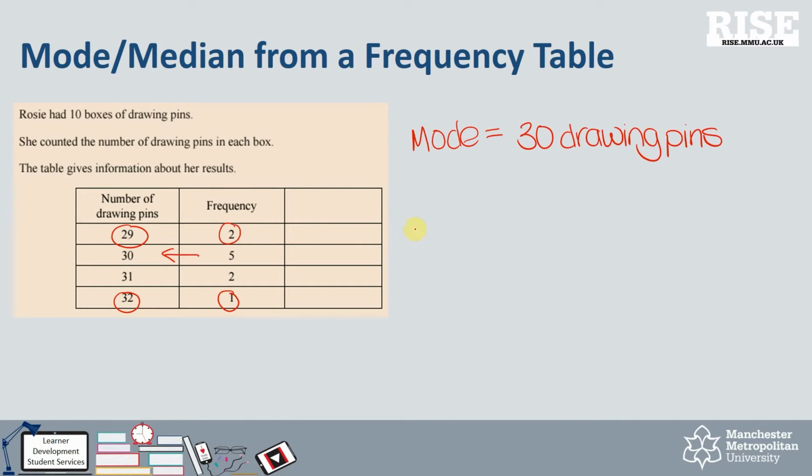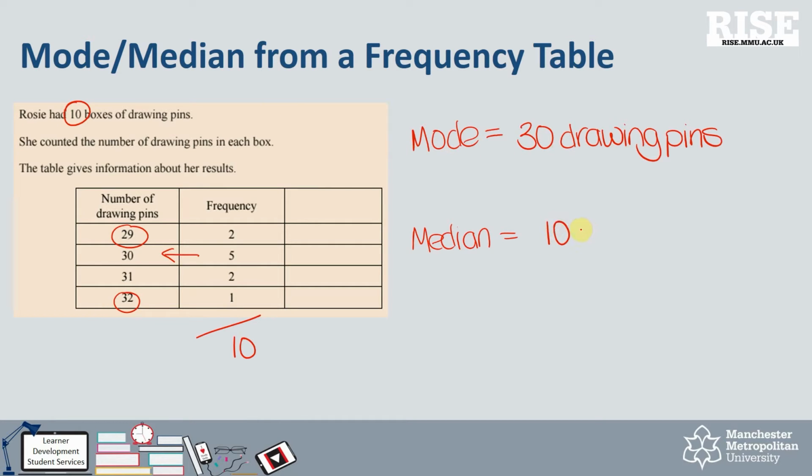To find the median, I first of all need to figure out how many boxes of drawing pins Rosie was looking at. It tells me that in the question. She was looking at 10. But if it didn't, the way I would find that out is just to add these frequencies. 2, add the 5, add the 2, add the 1, gives me 10. So I can see she was looking at 10 boxes of drawing pins.